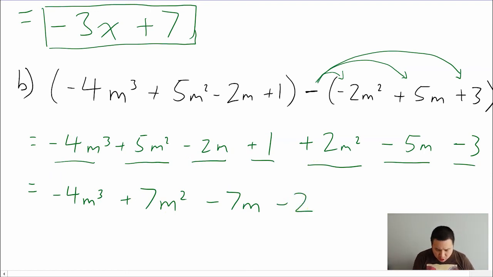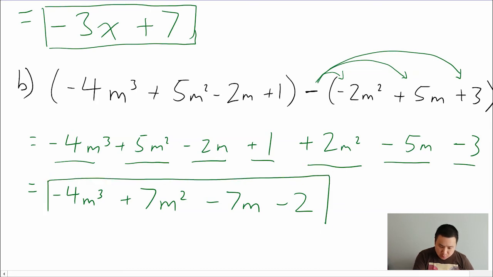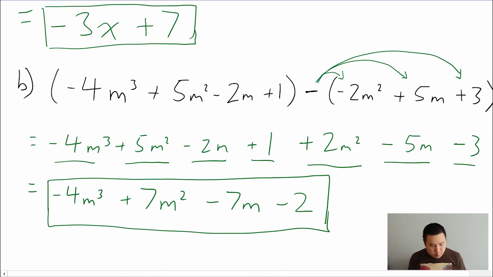And I'm going to double check. Yes, I have all of these terms in descending order of degree, so I don't have to rearrange anything. This is perfect the way it is. There you go. All done.